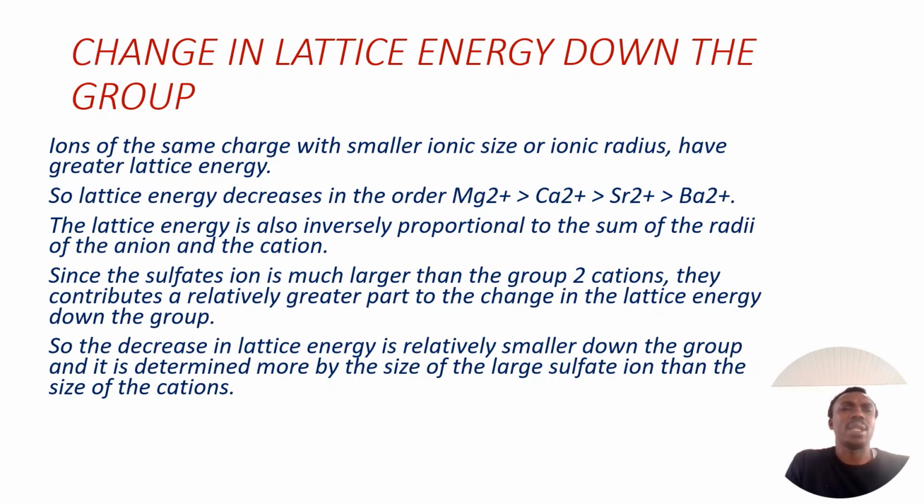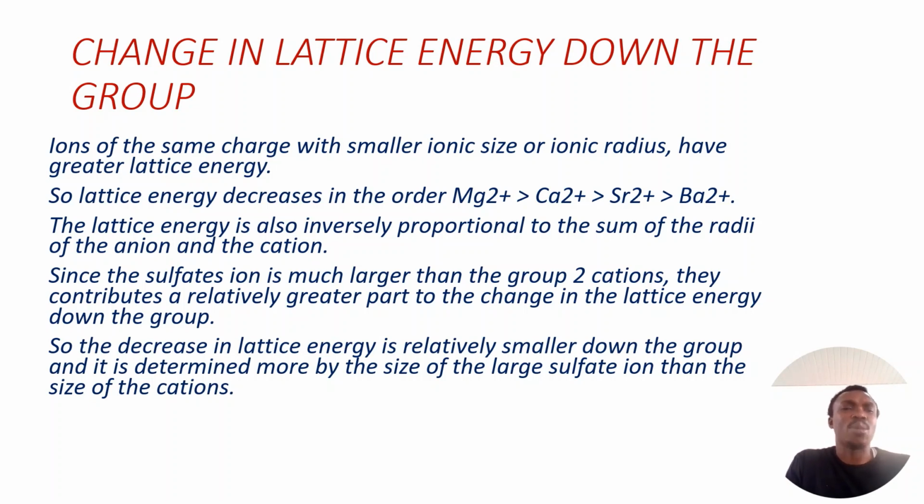But we have to consider something: the lattice energy is also inversely proportional to the sum of the radii of the anion and the cation for the group 2 sulfates. So we don't put only the cation into consideration. The sulfate ion, SO4 2-, is the anion and is much larger than the group 2 cations. So it contributes a relatively greater part to the change in the lattice energy as you go down the group. It's not only the cation that contributes to the change in lattice energy as you go down the group, but the anion and also the cation.